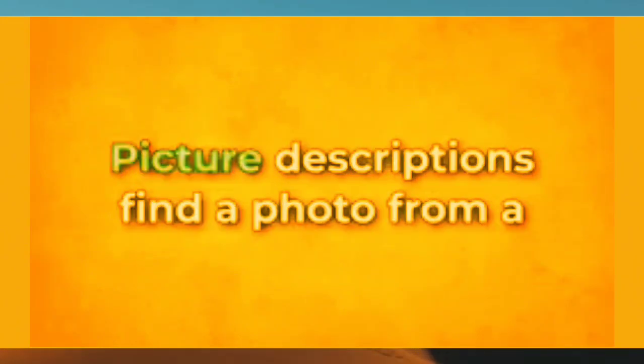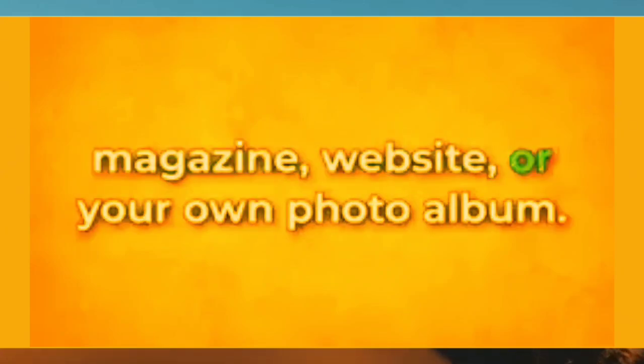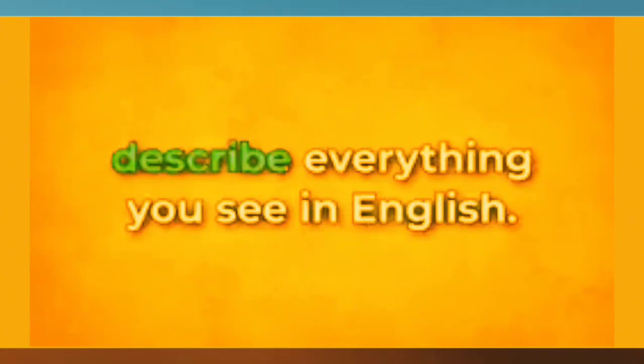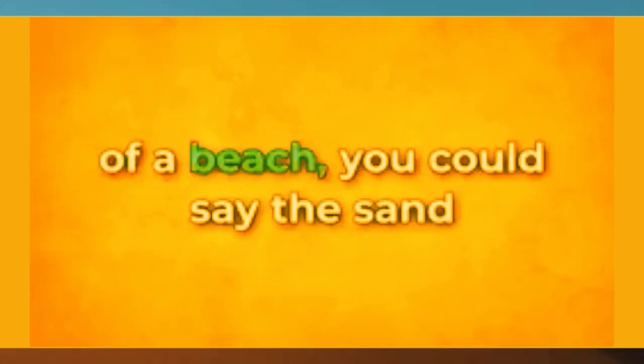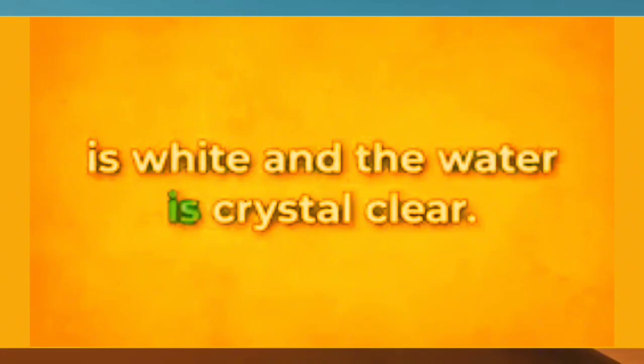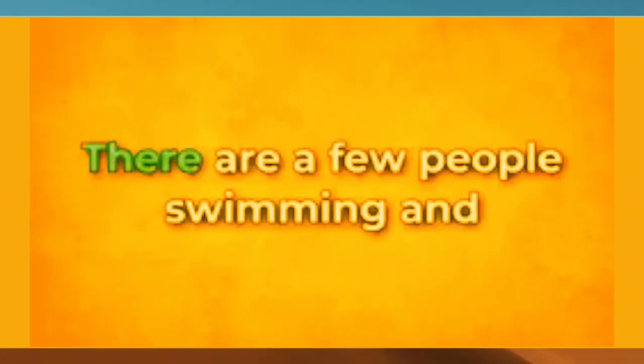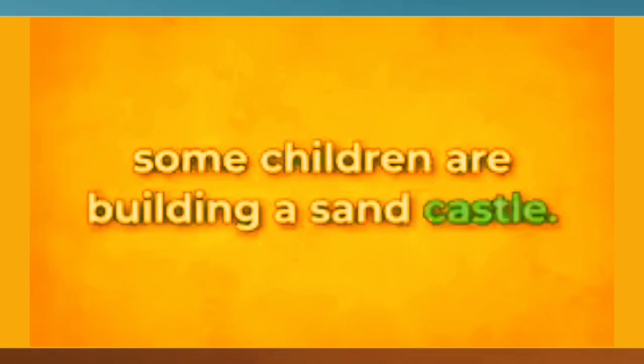2. Picture descriptions. Find a photo from a magazine, website, or your own photo album. Look at the picture closely and describe everything you see in English. For example, if you're looking at a picture of a beach, you could say, "The sand is white and the water is crystal clear. There are a few people swimming and some children are building a sand castle. In the distance, I can see a boat sailing on the horizon."